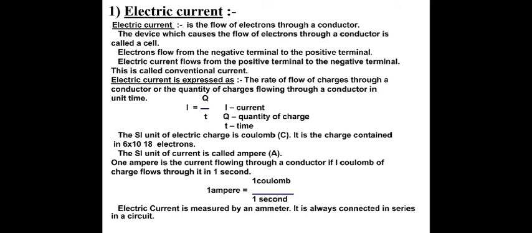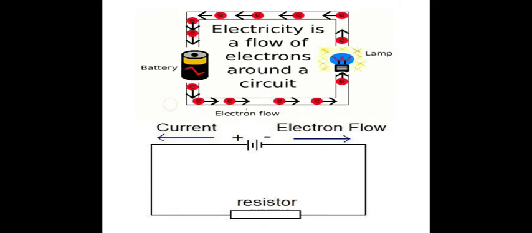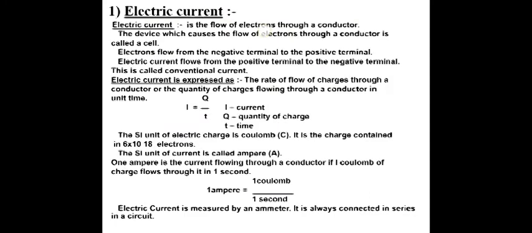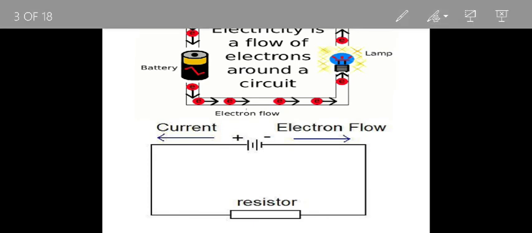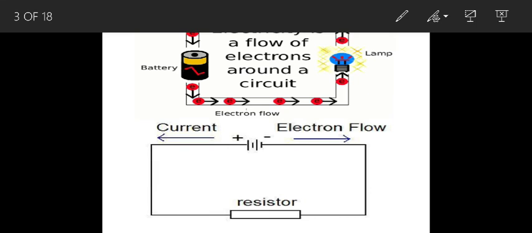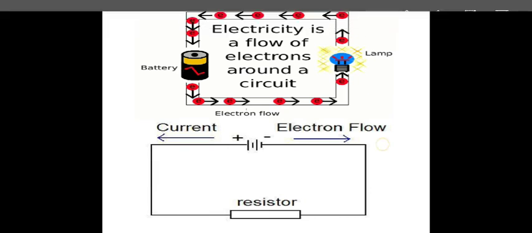Now electric current is measured by the instrument called the ammeter, and it is always connected in series in a circuit. Mainly there are two types of arrangement present in a circuit: first is parallel and second is series. The ammeter is always connected in series combination. This diagram clearly shows electricity flowing through a conductor. The electron flow is from negative to positive, while the current flows from the positive to the negative end.